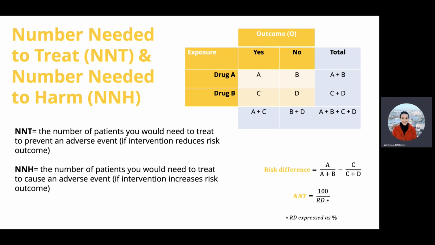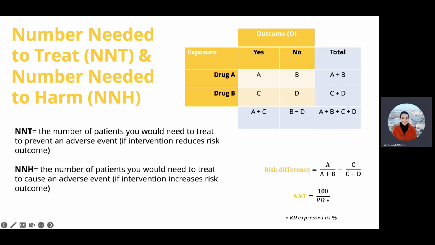It's also important to calculate the number needed to treat and the number needed to harm. So we're going back to our 2x2 table here. The number needed to treat is defined as the number of patients you would need to treat to prevent an adverse event. And this is in the case that the intervention reduces the risk of your outcome of interest. And you also want to calculate the number needed to harm. This is the number of patients you need to treat to cause an adverse event if the intervention increases the risk of an outcome. And this is typically when we're looking at the risk of an adverse event.